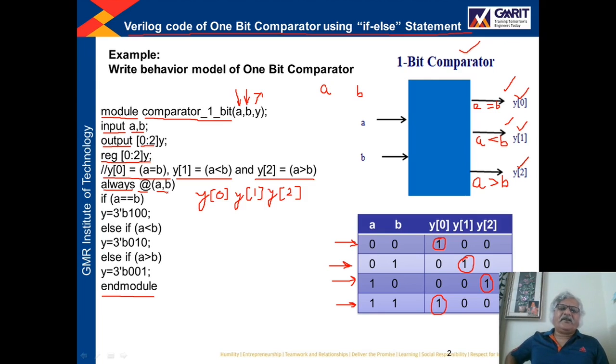So whenever there is a change in the values of a or b, this always block will be activated, and the code written inside the always block will be executed. So we are using an if-else statement. The first statement is if a equal to b. So if the value of a is equal to b, then what will happen? See, if this is the condition, then at y0 we will get 1.